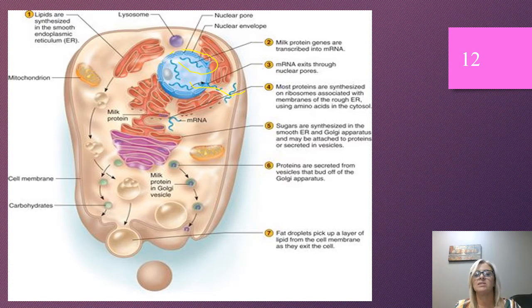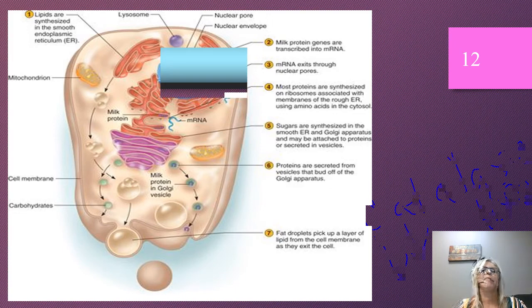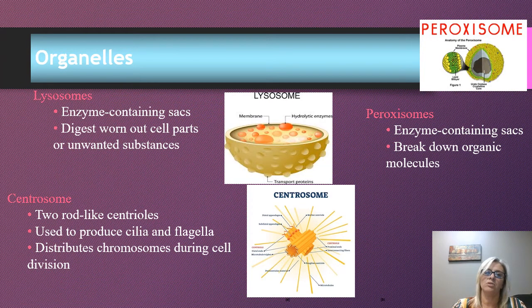So it's really quite fascinating that our cell does all of this in every one of the 75 trillion cells that we have, in all of them. We have lots of different organelles in the cell. You need to know what they are and what their function is. That is very important. Lysosomes here, these act kind of like the garbage disposal of the cell.